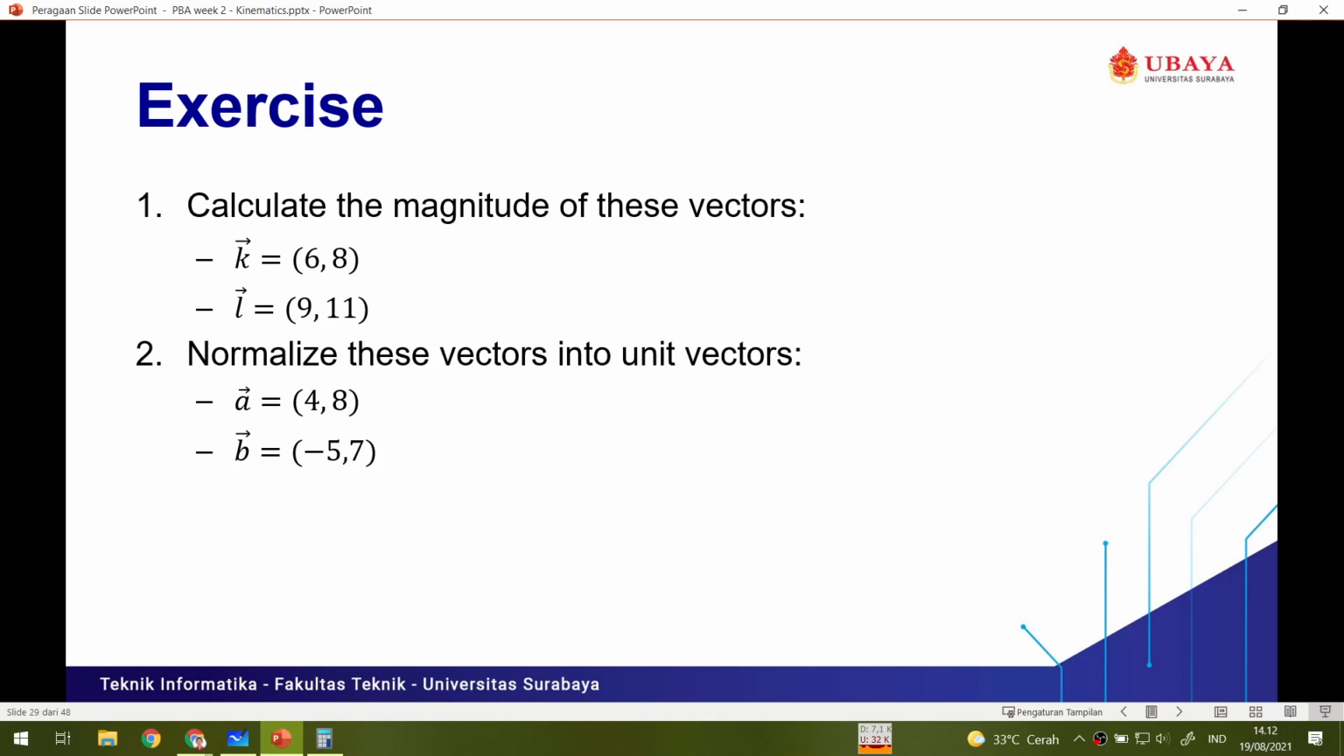Please calculate the magnitude of these factors. I have a k factor here. The elements are 6 and 8. What is the magnitude of factor k? How much, Gabriel? 10, sir. How do you get 10? Square root of 6 squared plus 8 squared. 6 squared is 36. 8 squared is 64. Then the sum is 100. The square root of 100 is 10.